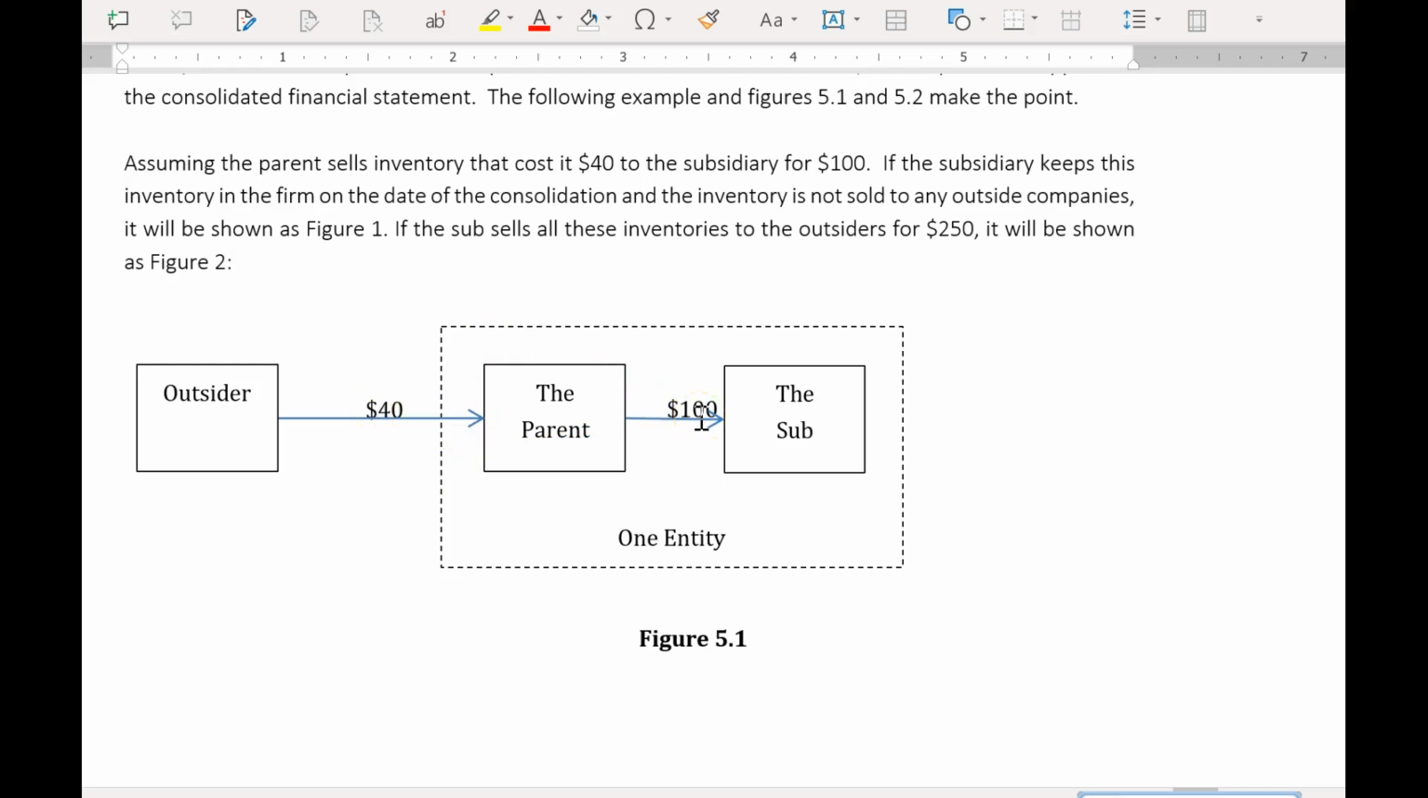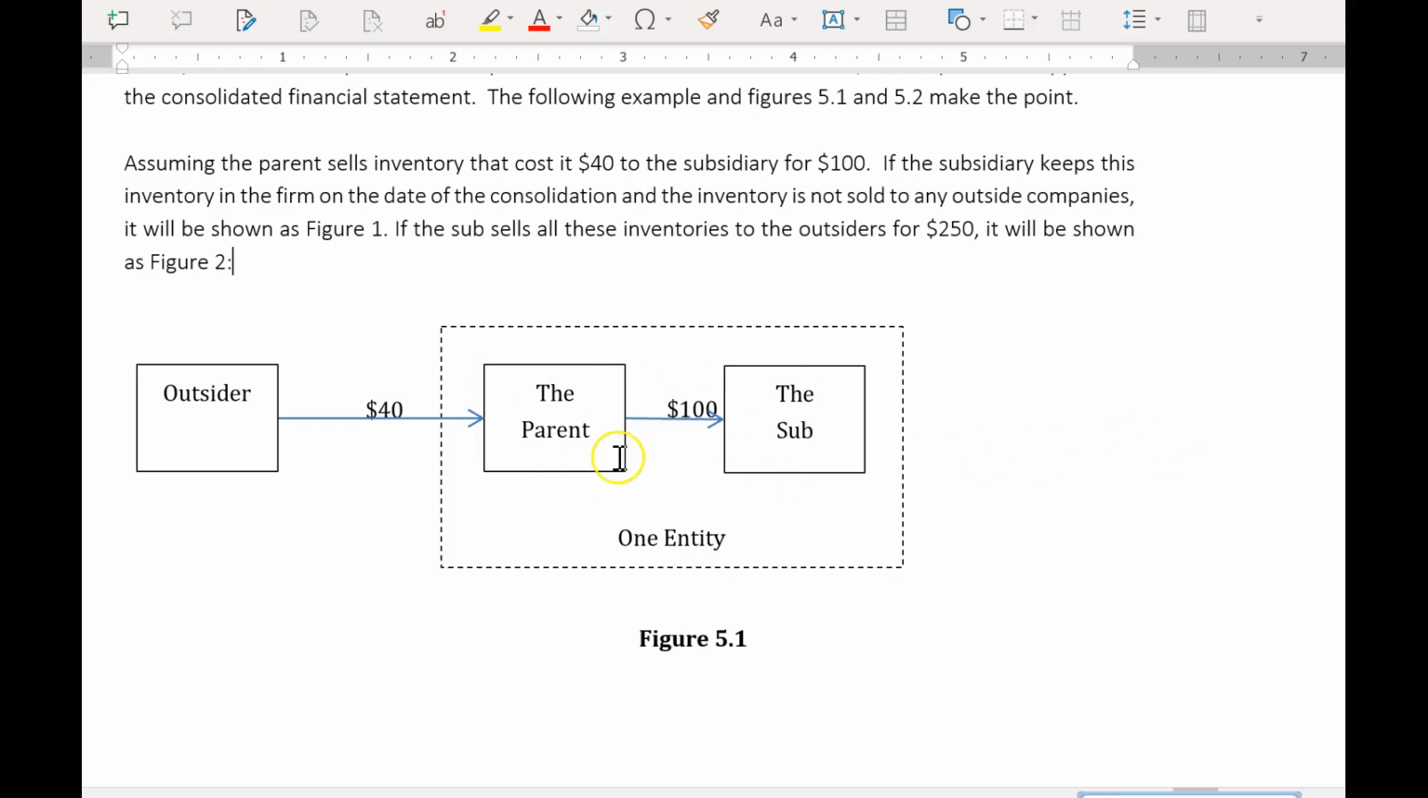However, the subsidiary didn't sell any of this inventory to outsiders. That means there's no exchange between the subsidiary and the outsiders. So if you look at the box, you realize that there's only an inflow of $40, but there are no outflows. So there's no transaction, or no exchange, between the box and the outside environment.